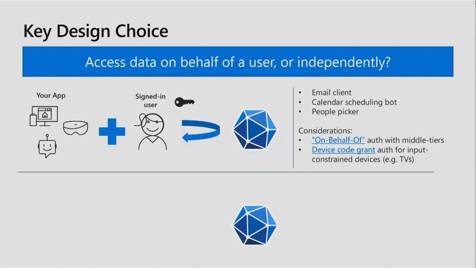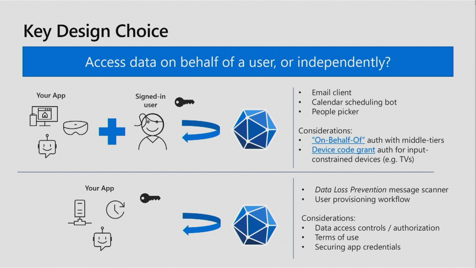Now, there is a second thing that we need to look into, which is whether your application is accessing data on behalf of a user or is accessing data independently. Let's imagine that you're building an application that is accessing data on behalf of a user, whether it is an email client, or a calendar scheduling bot, or, for example, a people picker. There's always a user that is signed in and interacting with the application. In this case, you will use either the on-behalf-of flow, or the device code grant flow if your application has limited input, like constrained devices such as a watch or a TV.